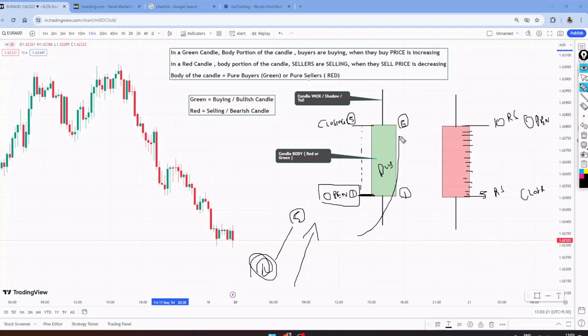So price increasing is ascending order. Price decreasing is descending order. Okay, just keep it in your mind. Now this is about the candle body. Now let's talk about the candle wick. Candle wick. This is also very important, guys.